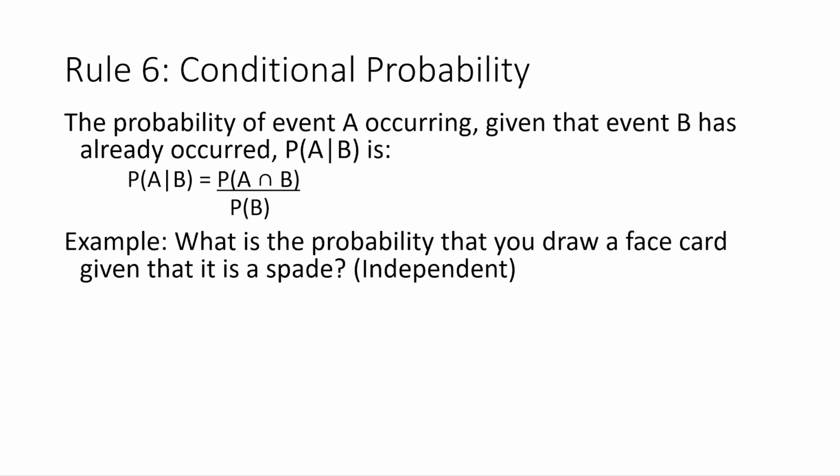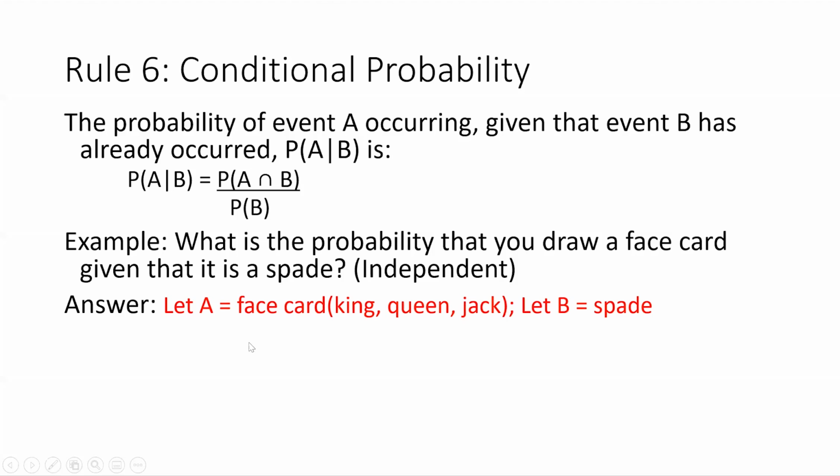So there are two possibilities with this, right? So if A and B are independent, you'll see that it doesn't matter. So what's the probability that you draw a face card given that it is a spade? So let A equal a face card, so the probability of drawing a king, queen, or jack, and B equal the probability of drawing a spade. So the probability of getting a face card in a deck of 52 cards is 12 out of 52. The probability of getting a spade is 13 out of 52.